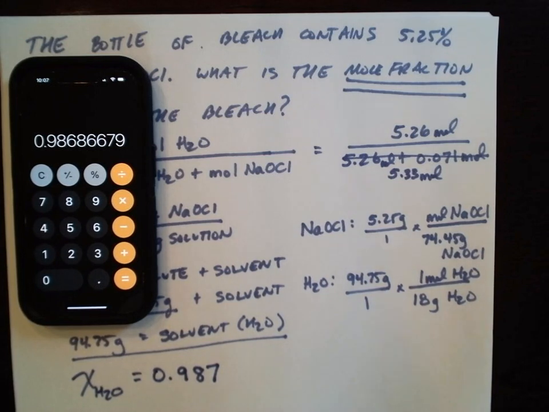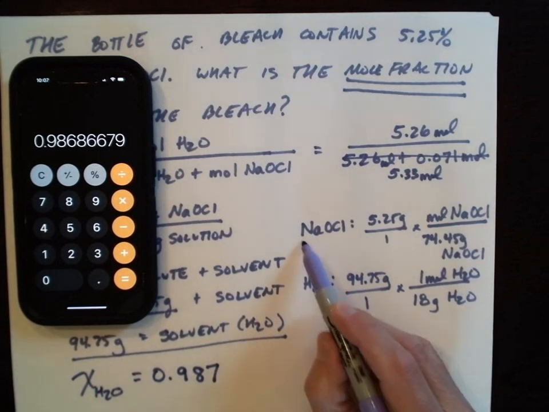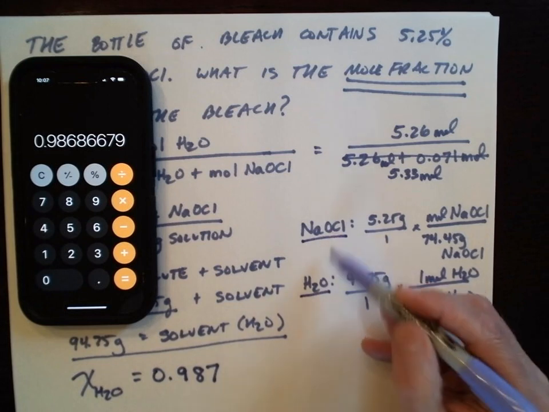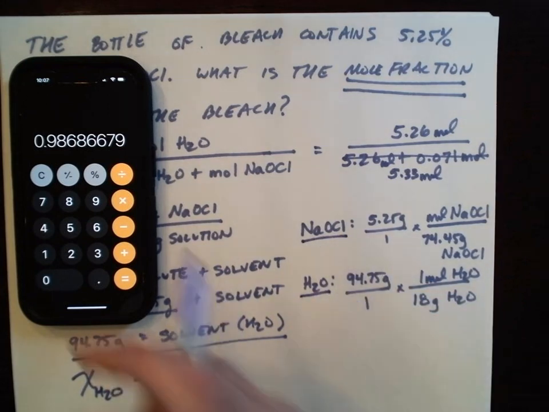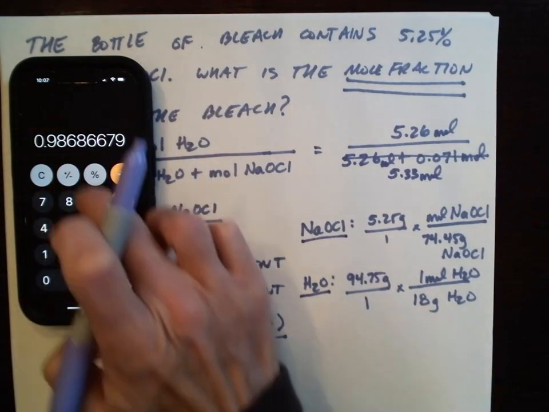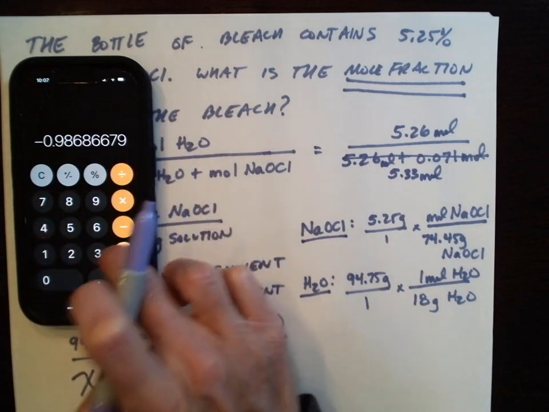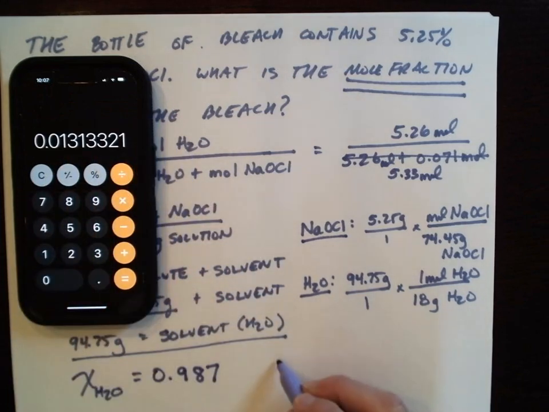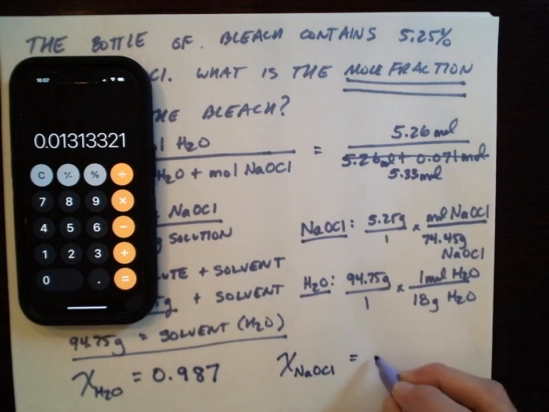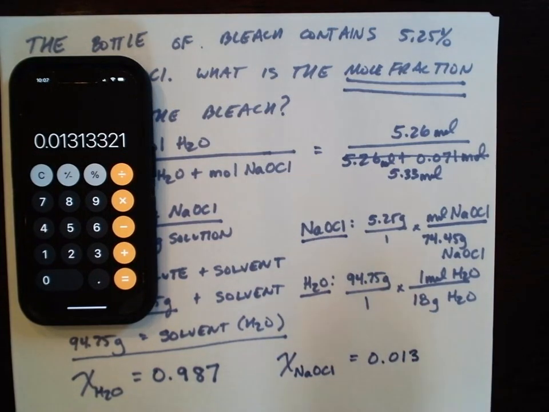And it's pretty easy to figure out what the mole fraction of the sodium hypochlorite would be, because these are the only two substances present. So this is just going to be 1 minus this. I'm going to make this negative, add it to 1. Your mole fraction of sodium hypochlorite in the bleach is going to be 0.013. And if we wanted to write these as percents, this would be 98.7% of the moles come from water, and 1.3% of the moles come from sodium hypochlorite.